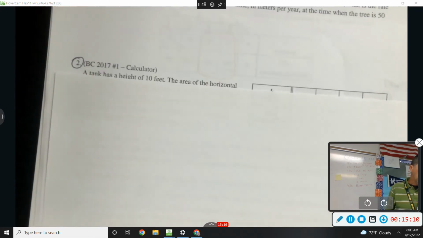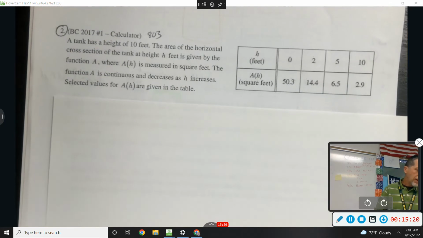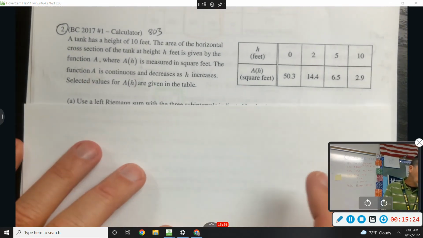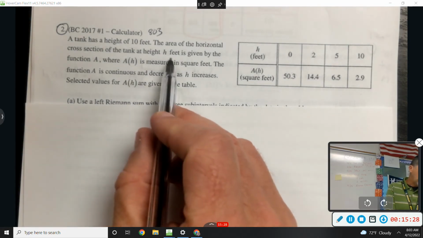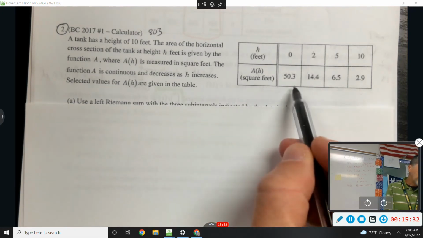This one's with a calculator, so let's see if this one goes any faster. It's 8:03. We get out at 8:15, so we may not have time for this one. We'll see. A tank has a height of 10 feet. The area of the horizontal cross-section of the tank at height h is given by the function A, where A is in square feet.